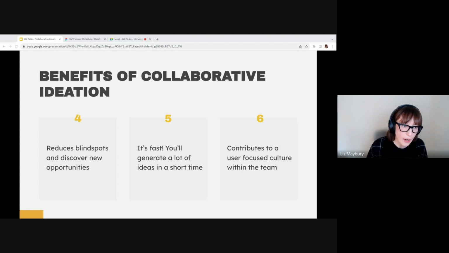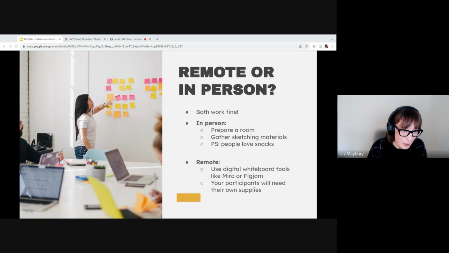So you've convinced your team that we're going to run this, and next you need to get into setting this up. The first thing you need to determine is, is this going to be remote or in person? Both of these work fine. These methods are going to work the same no matter what. You're just going to have to make some adjustments in how you prepare for it.